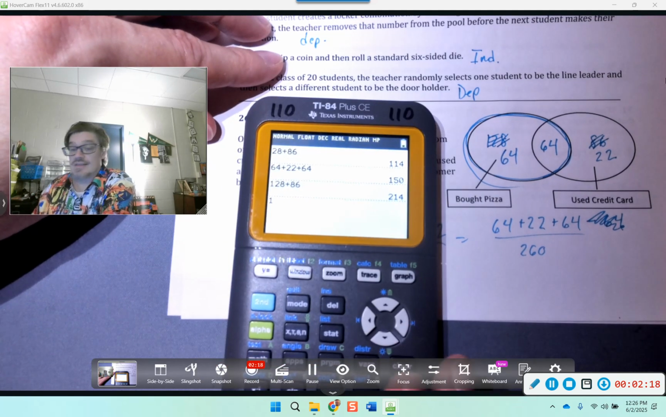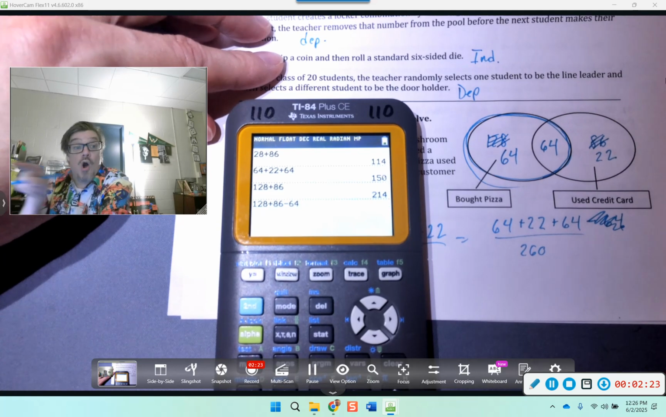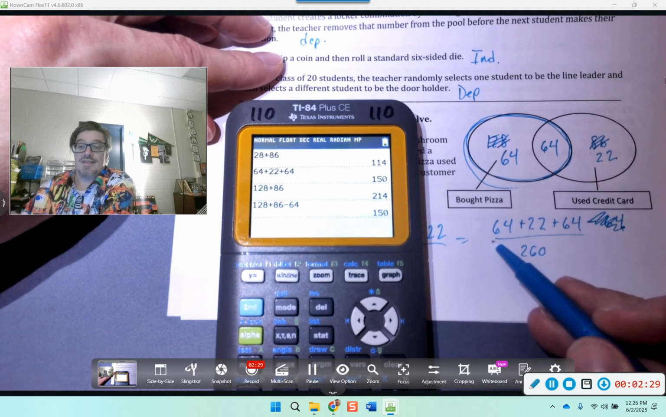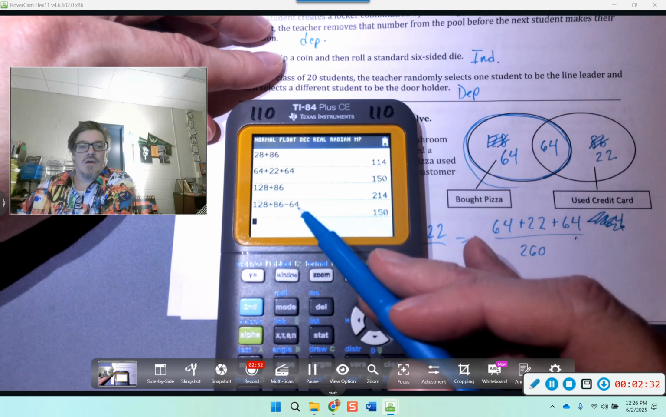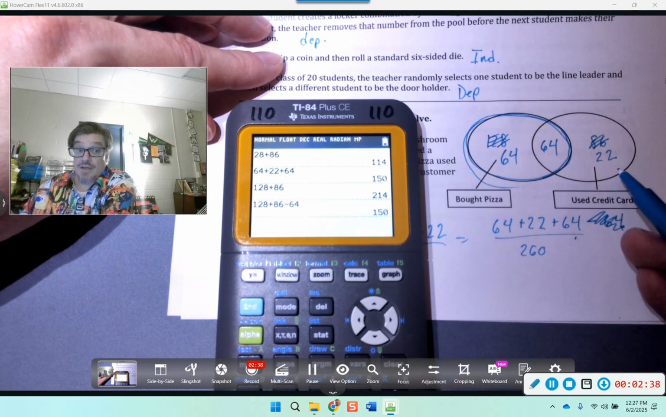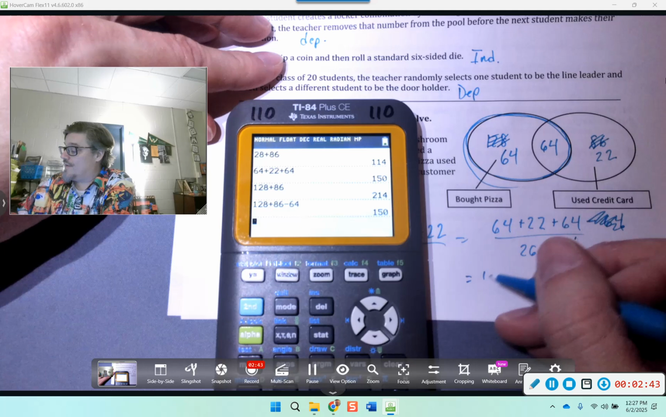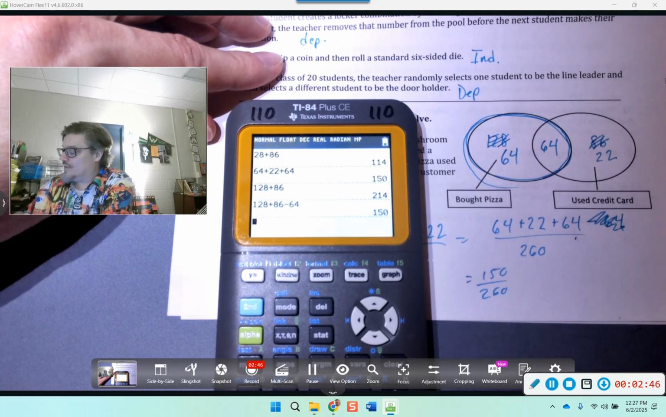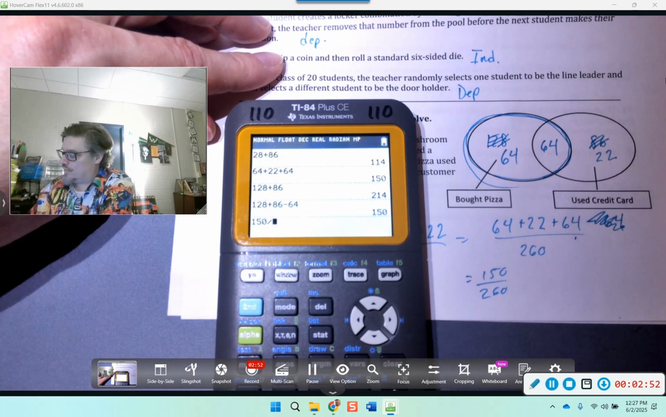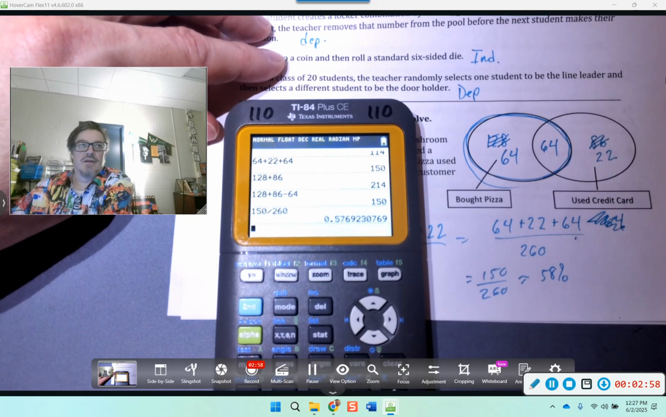You would actually have to do this: 128 plus 86 and then subtract the 64 that did both, okay? You don't want to double count. And so you'd get your 150 right there. Now this adds up to 150 as well. So here we had to subtract the double count if we added the totals, but if you do this Venn diagram correctly, you can just add all three of the groups. That's going to bring you to 150 out of 260. We have no idea what the other people did, we just know that they didn't order pizza and they didn't use a credit card, and that's all that matters. So we're looking at around 58% did that.